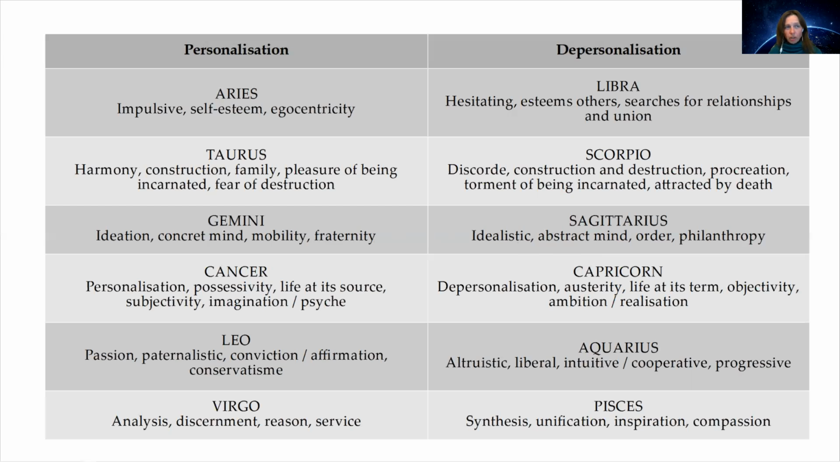A lot of Sagittarius placements can indicate people who are attracted by going abroad, or people who moved from one country to the other already, or things like that. With Cancer, we're in the strongest phase of personalization, possessivity, life at its source. It's really this mother energy, very subjective, because as an emotional sign, water sign is very turned towards the inside and my own personal way of seeing things, and obviously imagination and psyche as well.